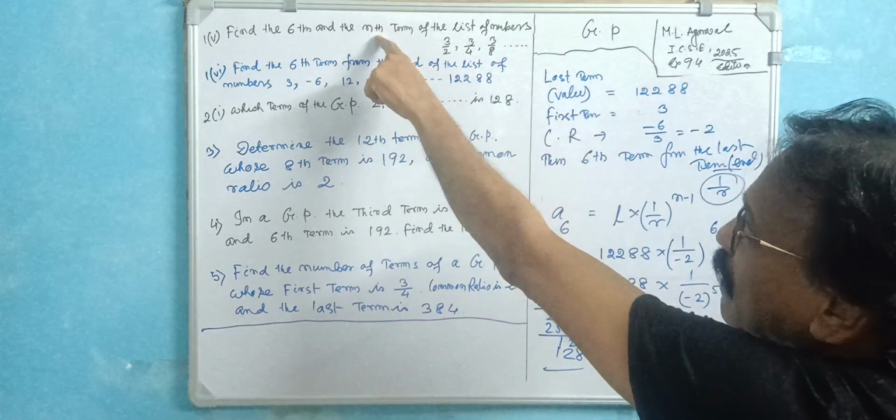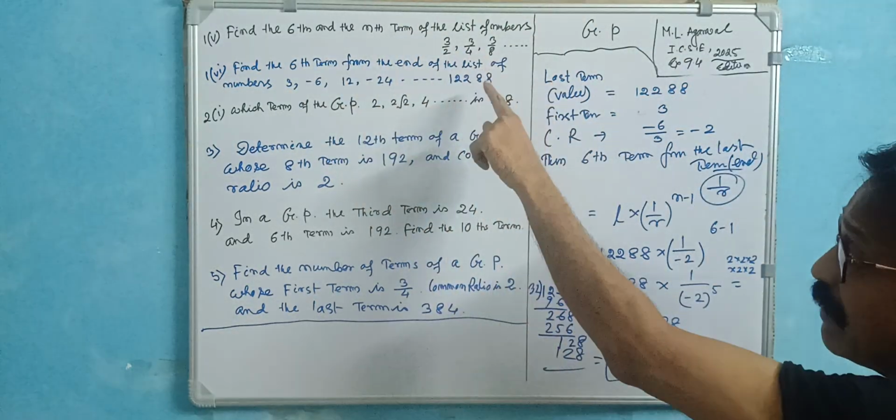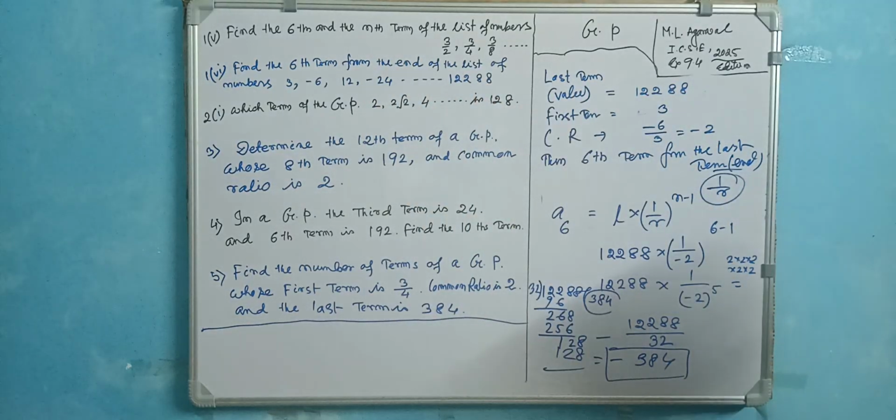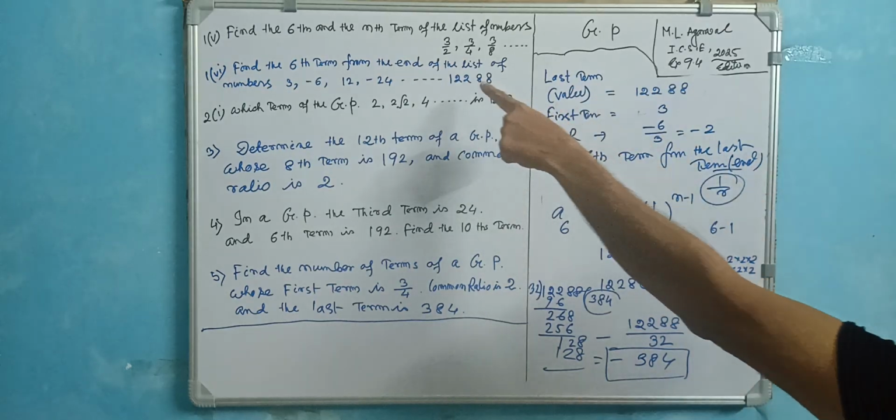So this is a sum. This is a different sum. This is a different sum. This is the calculation from the end. The only difference is that in the case of calculating from the end, you take L, the last term.